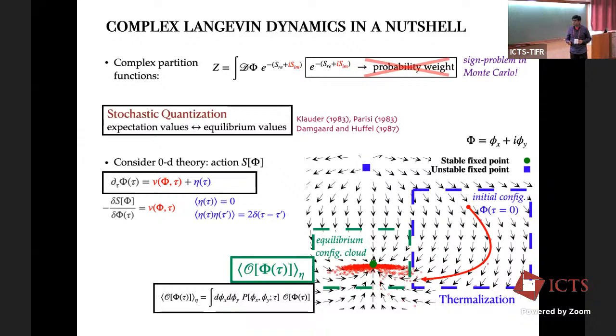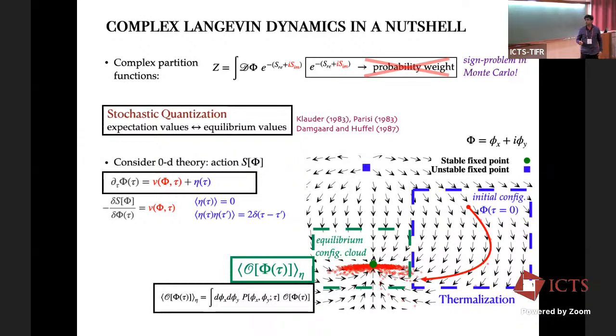So it's a complex field configuration plane, and the arrows are denoting the direction of the drift, and there are some stable and unstable fixed points coming from the action. So we consider some initial configuration at the start of the Langevin time, and the field configurations evolve, and with the help of the drift, these arrows migrate towards the vicinity of the stable fixed point, and instead of directly collapsing into this fixed point, they form a cloud around it because of the Gaussian noise. And in our simulation, we remove this migration towards the fixed point. This is known as thermalization.